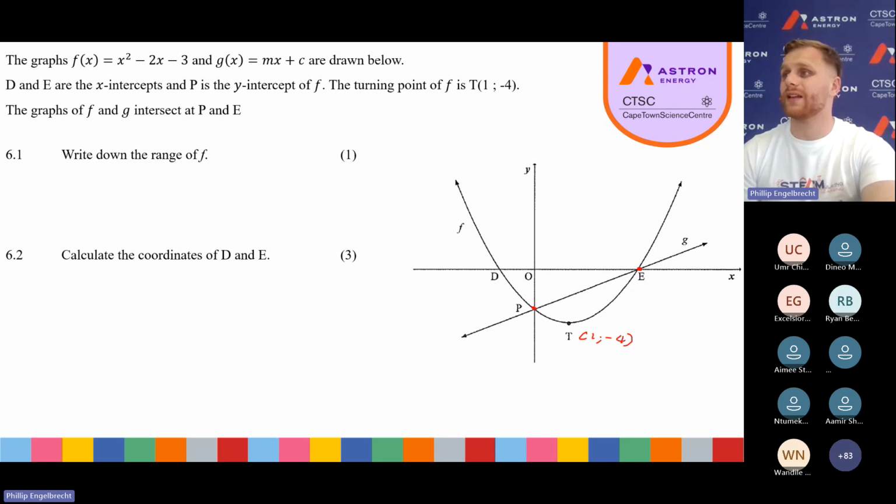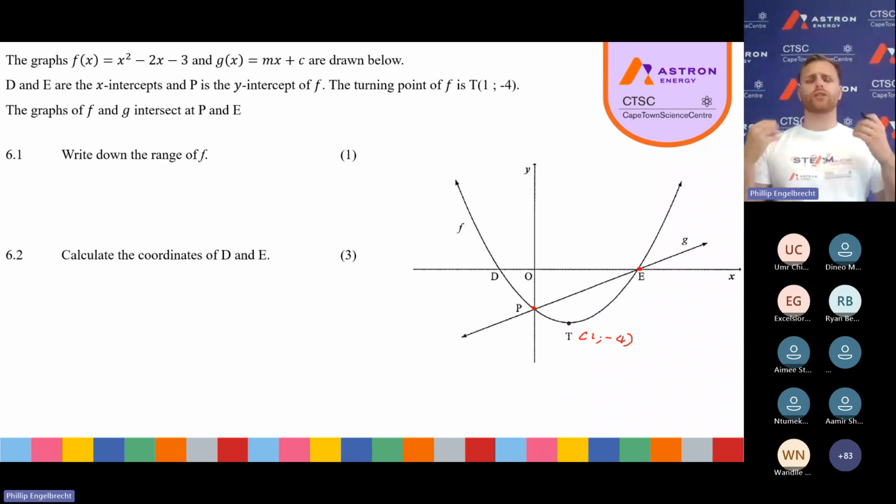6.1 asks, write down the range of f. So remember, guys, what do we look at if we want to find the range? Do we look at the x values or do we look at the y values for range? And you guys can immediately just answer that for me in the chat. So if I ask you what is the range of this function, do you consider the x values or the y values? Very, very good. I'm getting a lot of y answers. Yes, you consider the y values.